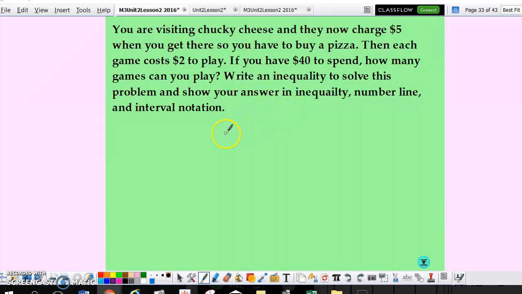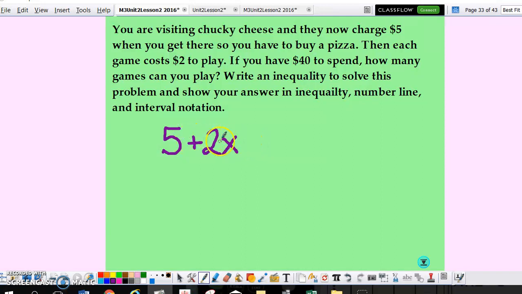So we know there's a $5 fee no matter what. So we're going to have to pay $5 when we walk in. Plus, we're going to want to play games, so $2 for every game. So if I was going to play one game, it'd be 5 plus $2. If I was going to play two games, it'd be 5 plus 2 plus another 2. So that means it's always $2 times however many games I want to play. I'll use x representing how many games I want to play.